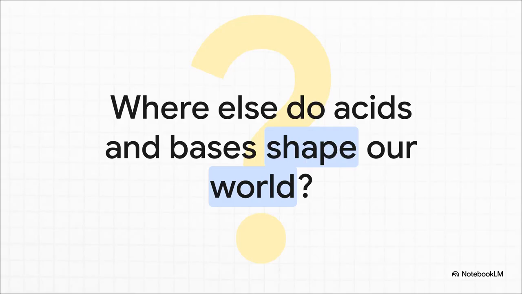And remember, these rules don't just exist in a textbook or a lab. From the pH of the soil in our gardens to the acid in our own stomachs, these chemical principles are happening all around us all the time. So now that you know the chemistry, where else can you spot it in action?